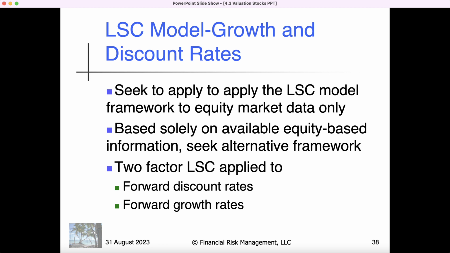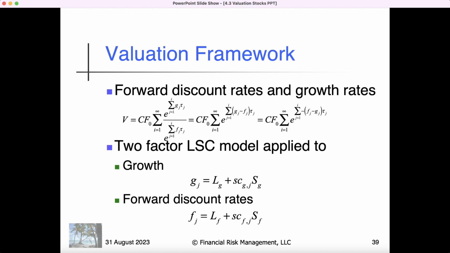An alternative, we're going to seek to apply the LSC model framework to equity market data only. That is, we're going to look at different sectors, and we're going to base this solely on available equity-based information. And again, we're seeking an alternative valuation framework. The details are explained in the text that's provided, but just to briefly go through this, you have the forward discount rates and the growth rates are assumed to be continuous in this case, as opposed to different stages.